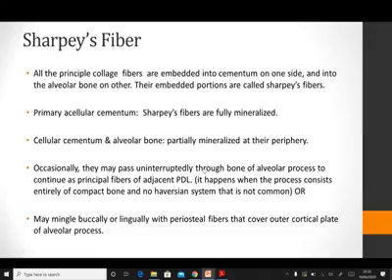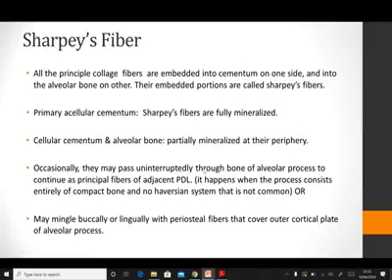Then comes the Sharpey's fibers. Many times we have read this terminology in the cementum, in the PDL, and then we talked about it in the alveolar bone as well. And every time I mentioned what Sharpey's fibers basically are. All of the principal collagen fibers of the periodontal ligament are embedded into cementum on one side and alveolar bone on the other side. And these embedded portions of the principal fibers are called the Sharpey's fibers.